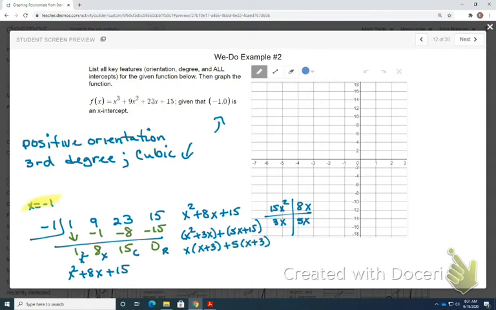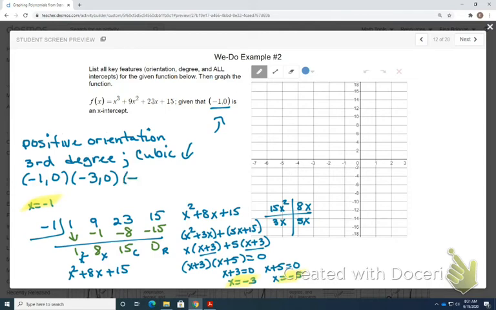And now this does work. So x plus 3 is my common factor. And my other factor is x plus 5. And if I set each factor equal to 0 and solve for x, I get x equals negative 3 and x equals negative 5. So now I need to write all that as intercepts because they're asking us to list intercepts. So intercepts would be negative 1, 0. That's the one that was given. And then we found the other two, negative 3, 0, negative 5, 0.